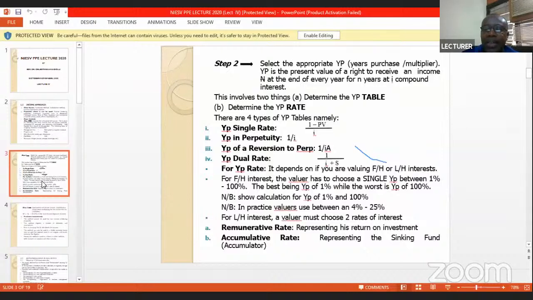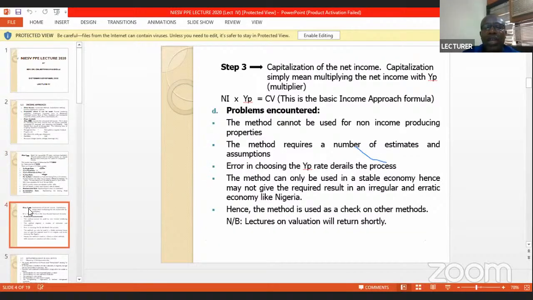And in that situation, you must be careful whether you are valuing with single rates or you're valuing with dual rates. Single rate for landlords valuation, dual rate for tenants valuation. The third step is to capitalize. When you have the net income and you have the YP, you capitalize. We have also mentioned the problems you're likely to encounter if you are using this method.